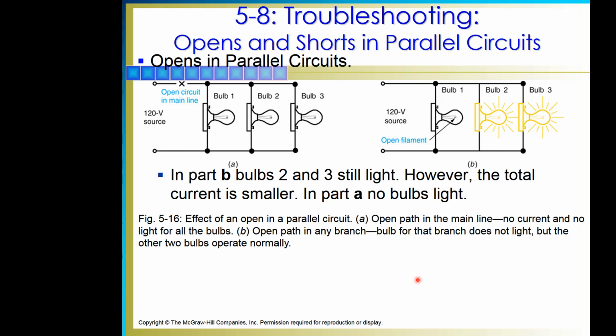So troubleshooting, as we talked about a little bit already, if we have an open in the main line of our circuit here, we've got a 120 volt source. None of our bulbs will be lit. However, over here, if our open is in just one of our devices, the other devices will still receive voltage and current flow, but we just won't have any current flow in the one that's open.